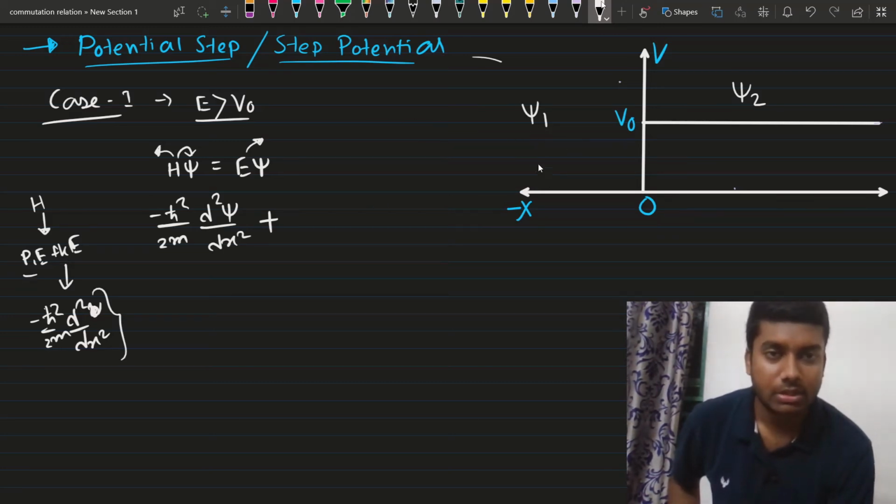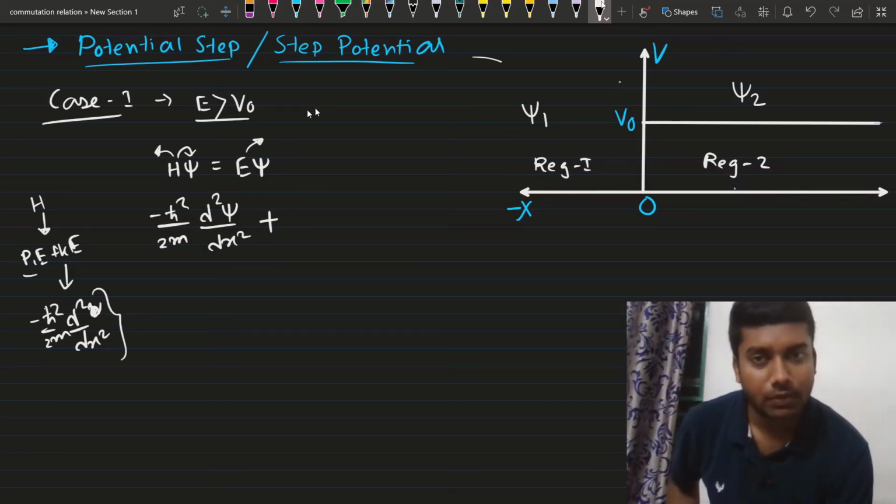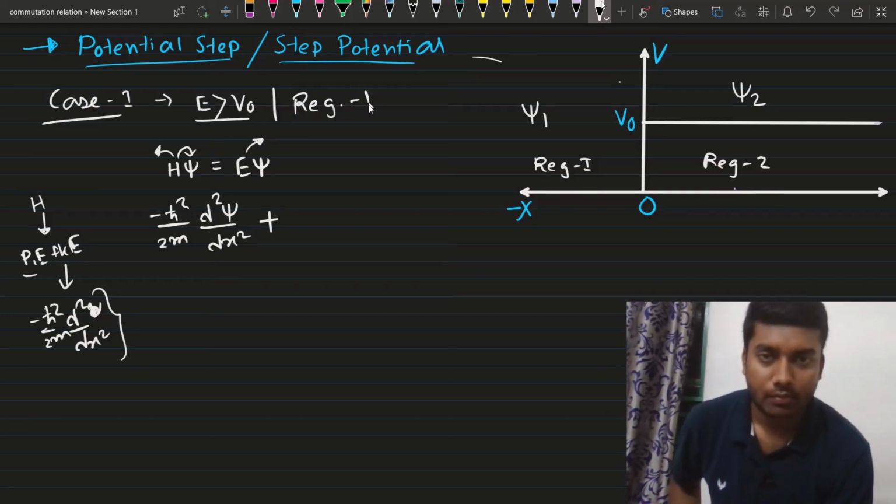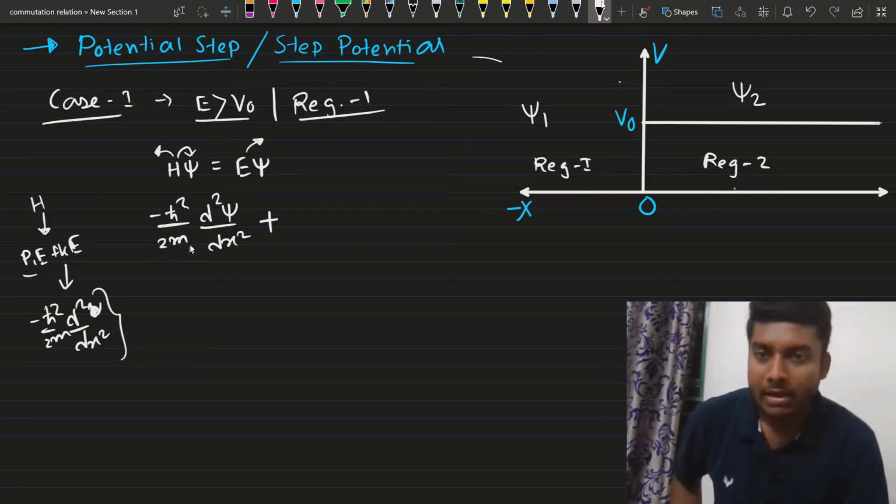So if we deal first with region 1, suppose this is region 1 and this is region 2. For region 1, the potential is simply 0, so the potential energy is 0, and the Hamiltonian equation is equal to E psi. We don't know what the value of E is.